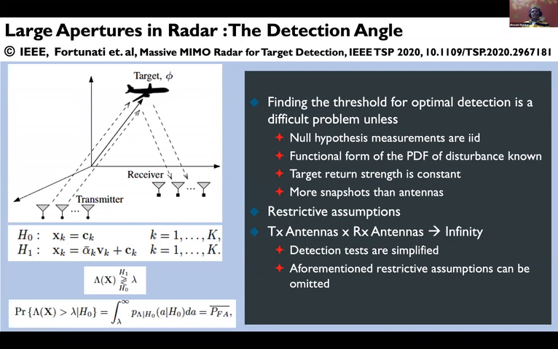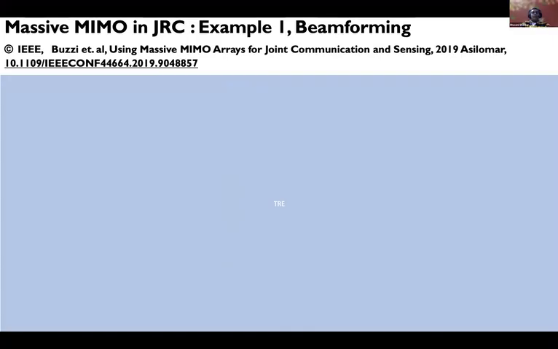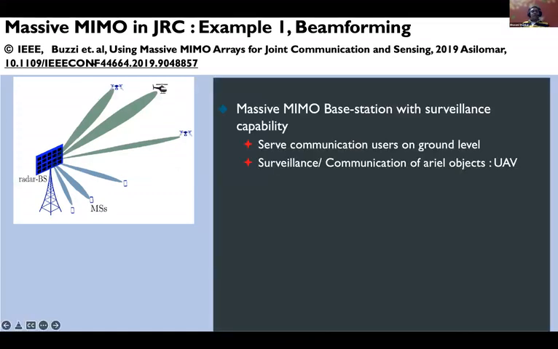Okay, as I said, massive MIMO in radar itself is quite novel. In JRC, it's even more so, with very few works. This is one work that looked at massive MIMO for JRC. The idea is as follows. You have a massive MIMO base station with surveillance capability. So you clearly serve the users on the ground, and you have the surveillance capability to detect and track aerial objects, for example, UAVs.